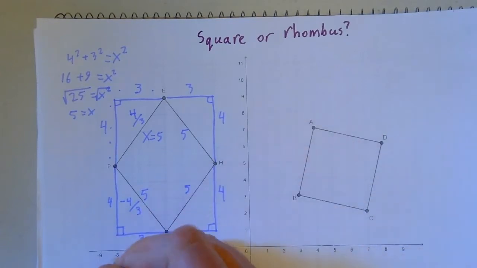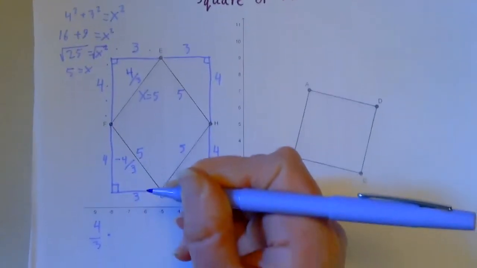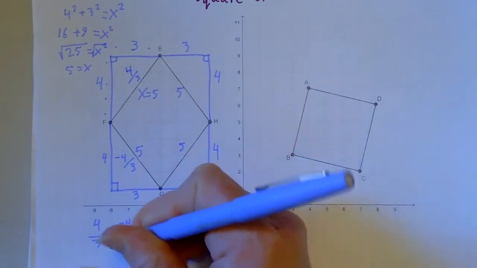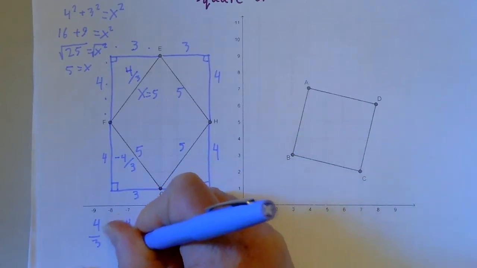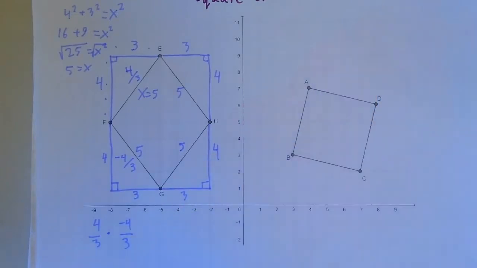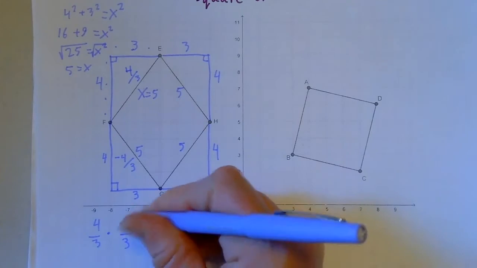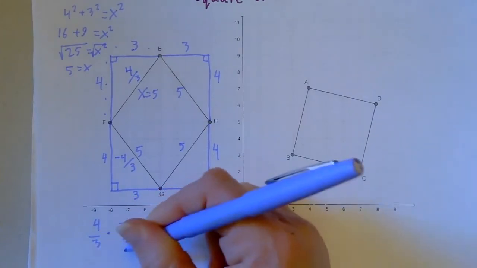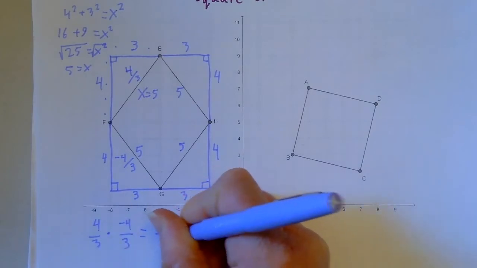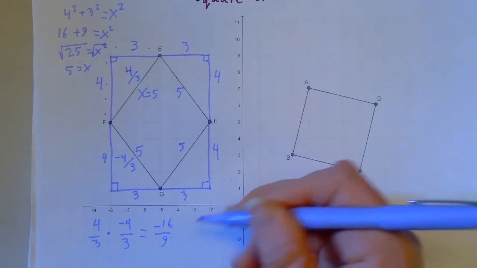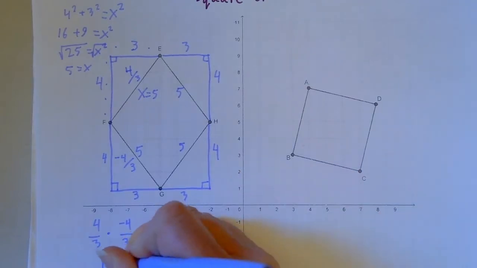So I can just multiply 4/3 times negative 4/3, and I want to see if I get -1, in which case they'd be opposite reciprocals. You may already be able to tell by doing this in your head that they will not be opposite reciprocals, but we will go ahead and check it out anyway. 4 times -4 is -16. 3 times 3 is 9, and that is definitely not -1. So this is not a square, this is a rhombus.